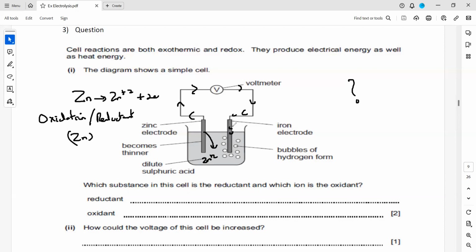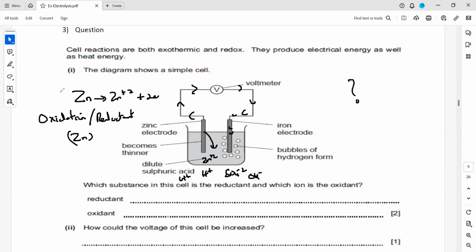So the majority of the electrons will be here now. As they move, initially they're at the zinc plate, then they move to iron. And this is sulfuric acid. So sulfuric acid, what does it contain? It contains hydrogen ion, sulfate ion, hydroxide ion and hydrogen ion, because acids and alkalis are always aqueous.